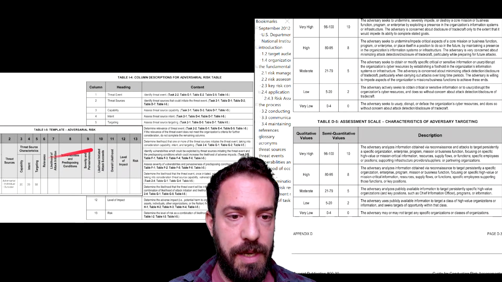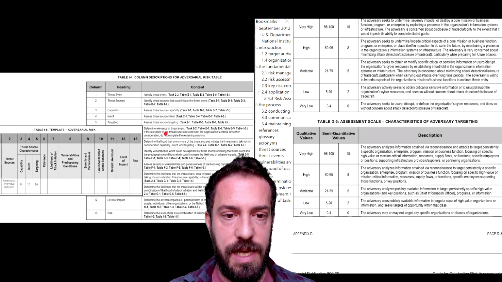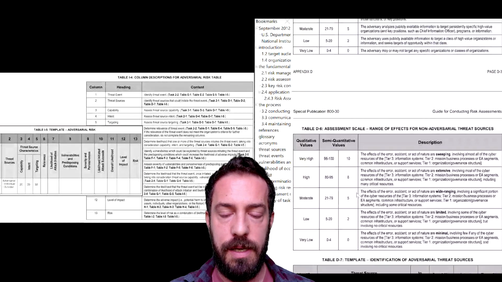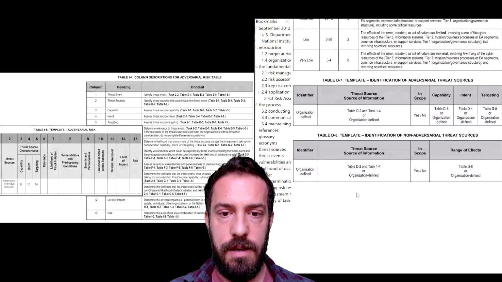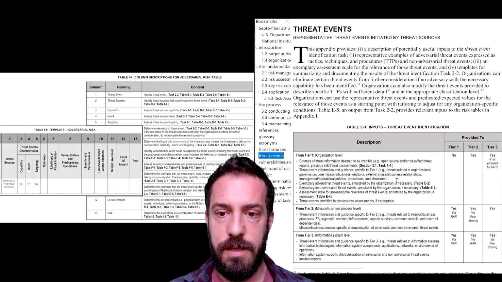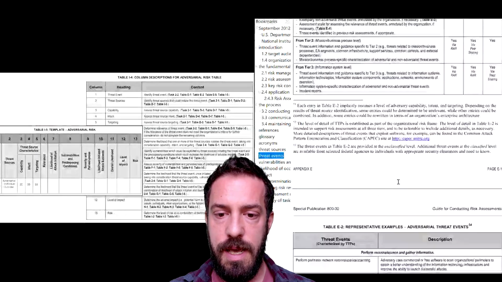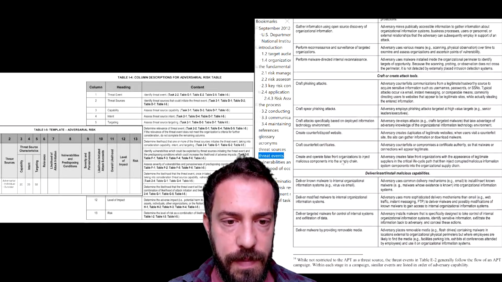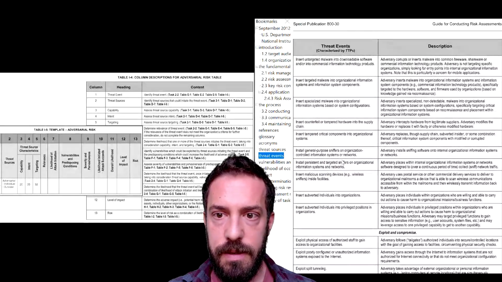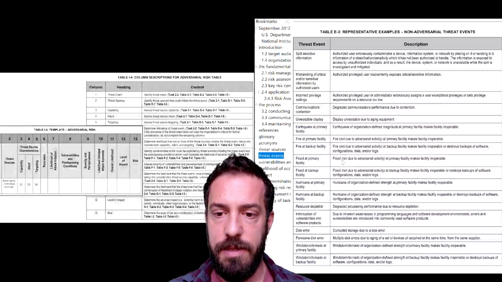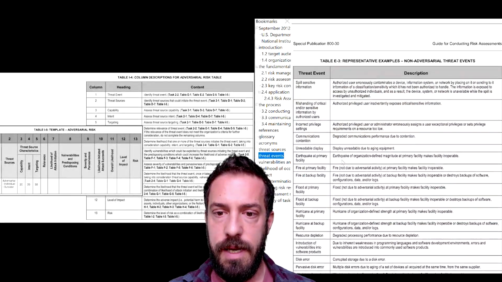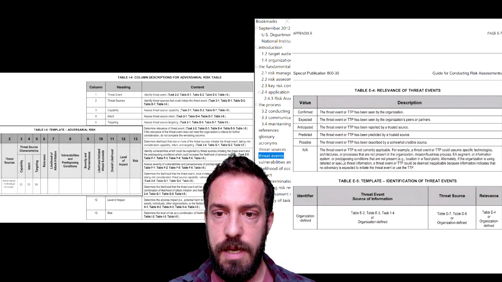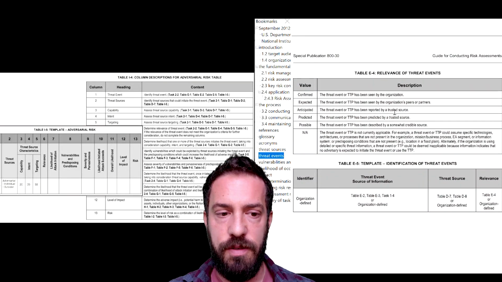Next will be relevance. I'm trying to understand the relevance of the threat event. That will be task 2-2, table E-1. Let me go there. That will be task 2, threat events, and table E-1. There are many tables here. E-3 examples, still examples. So E-4, relevance of events, right?